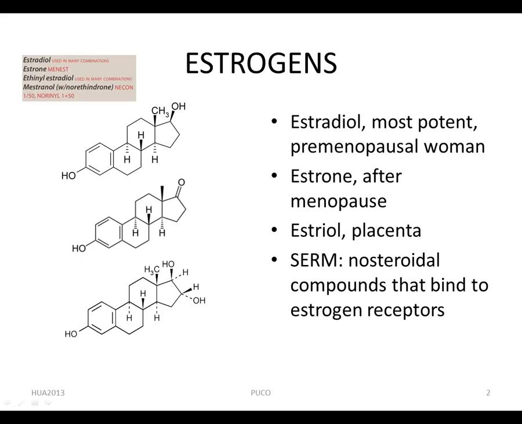Estriol, another metabolite of estradiol, is significantly less potent than estradiol. It is present in significant amounts during pregnancy because it is the principal estrogen produced by the placenta. Non-steroidal compounds that bind to estrogen receptors and exert either estrogenic or anti-estrogenic effects on target tissues are called selective estrogen receptor modulators. These include tamoxifen and raloxifene, among others.